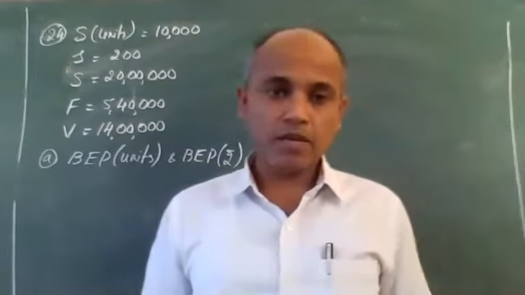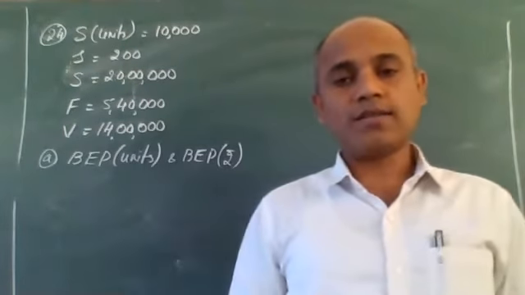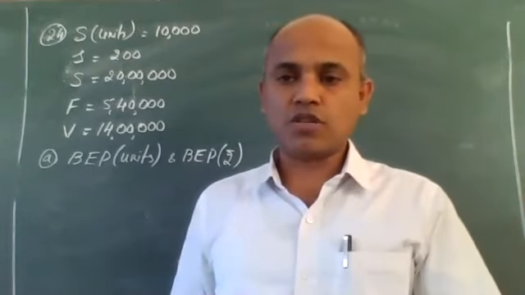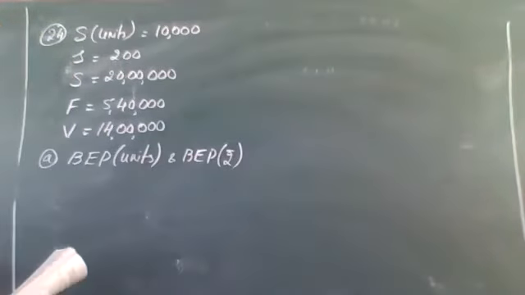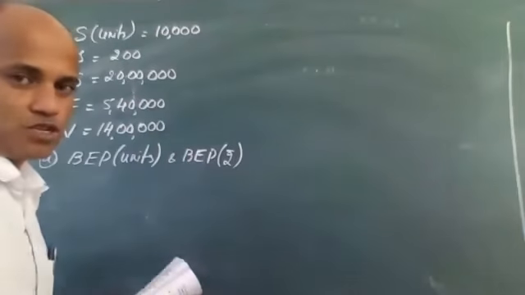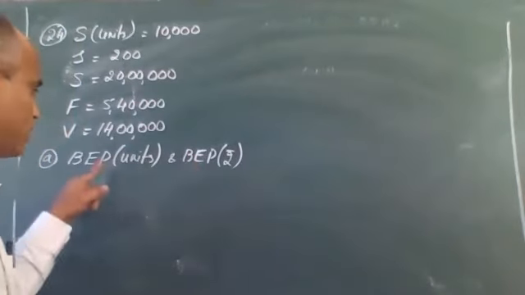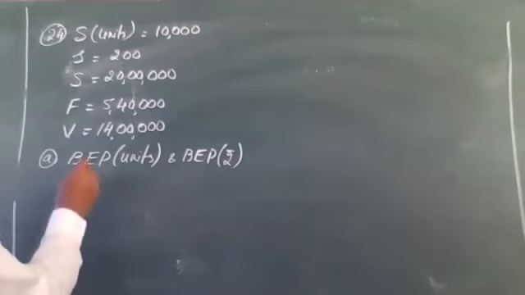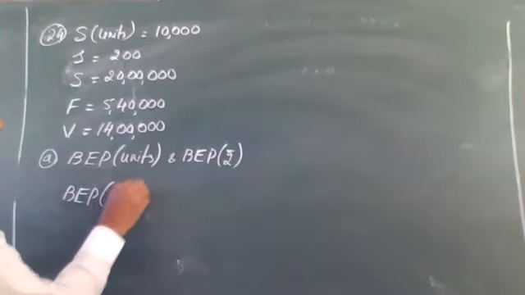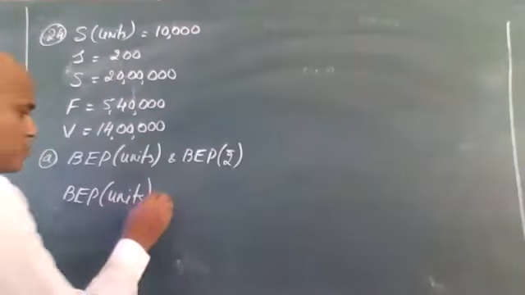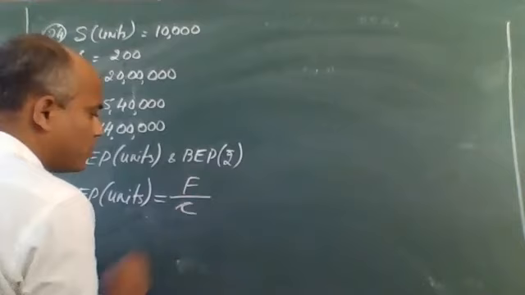Can you guys tell me what do you mean by contribution margin ratio? What is the other name for contribution margin ratio? Can you say? PV ratio, sir. Very good. Contribution margin ratio is nothing but PV ratio. So he is saying for this you should use PV ratio. For this you can use anything. So for this first bit, break-even point in terms of units, if you want it in units, what should be the formula? Fixed cost divided by contribution per unit, because I want units.